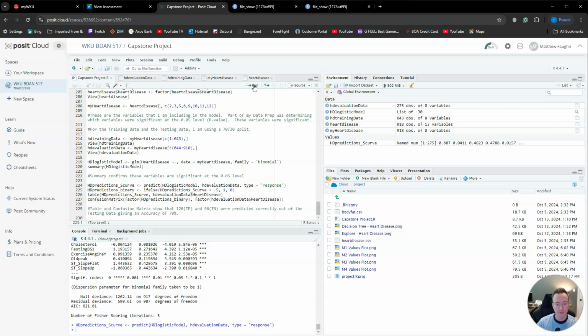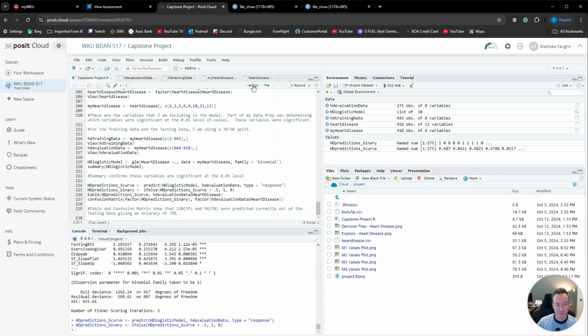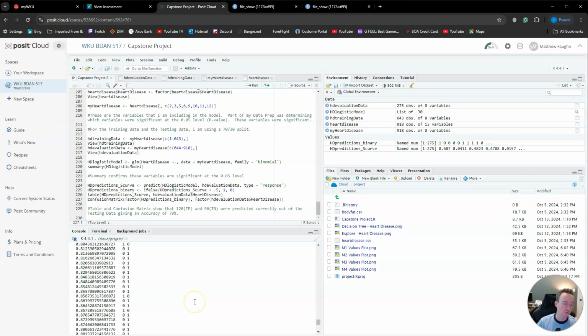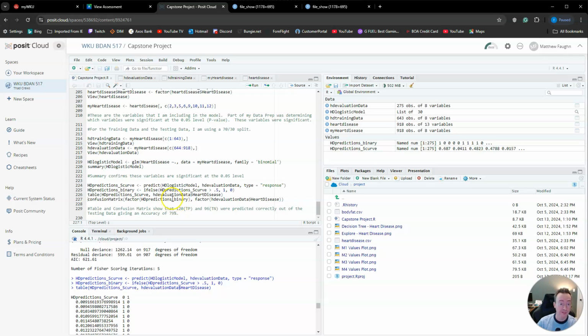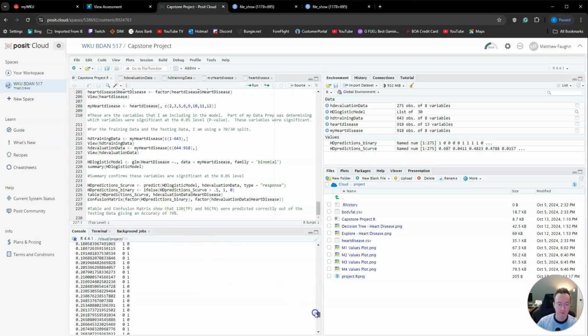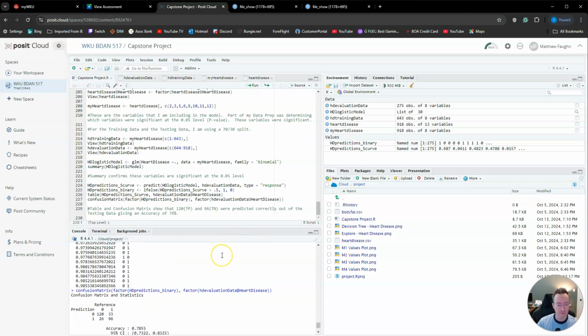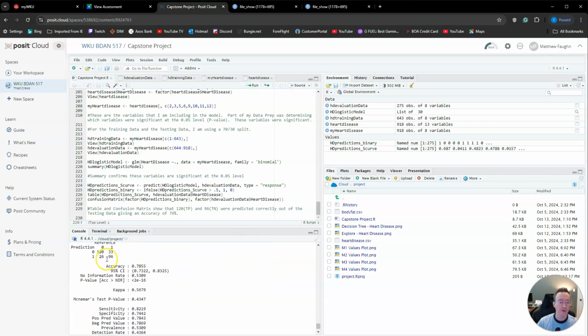All right, so we continue to put our responses through here. Looking to do the prediction of the S-curve. We can plot those results, our predictions, and then run our raw table. We can see each patient of the total in the testing group, with our ones and zeros indicating they either do or do not have heart disease, and we can see our confusion matrix here, where we correctly predicted 120 of our true positives.